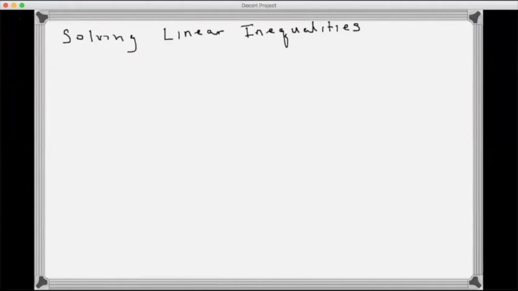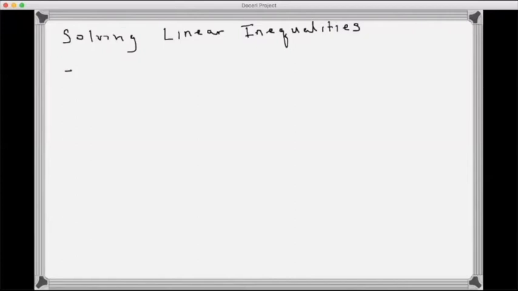The biggest thing is we were replacing that equal sign with an inequality. So either less than or equal to, or greater than or equal to. One thing we do need to keep in mind though, is that if we divide by a negative or multiply by a negative, we do need to flip our sign. So let's do an example of why that is.